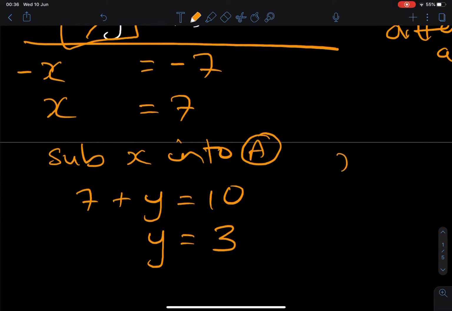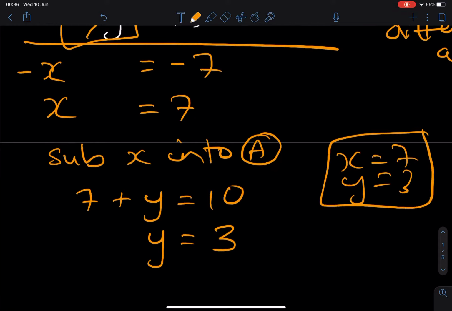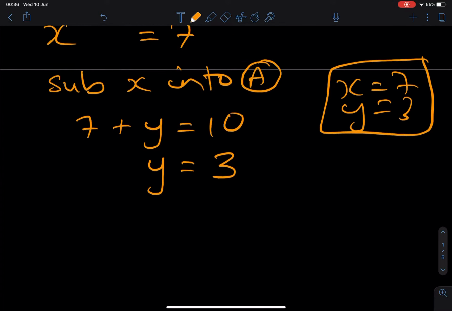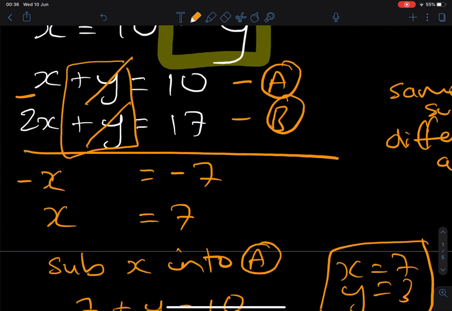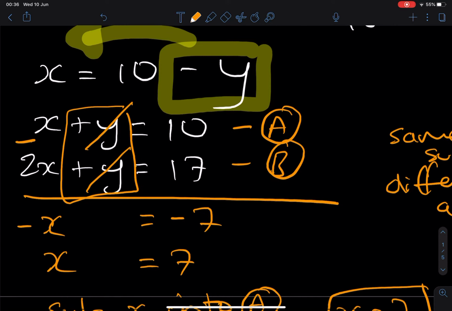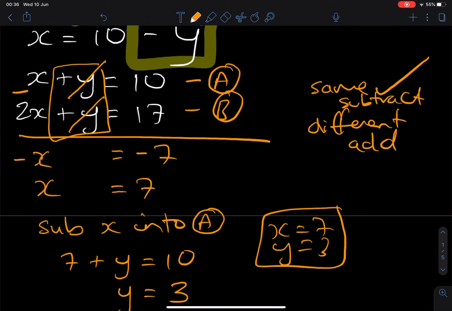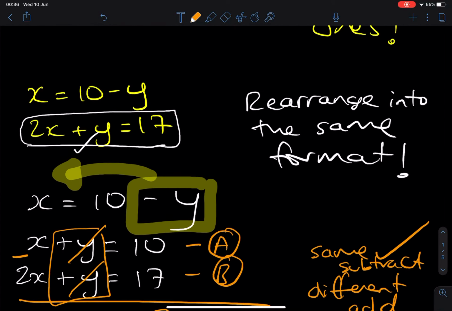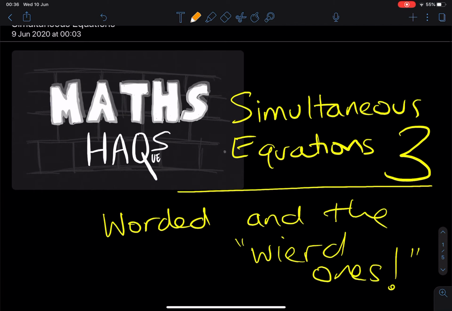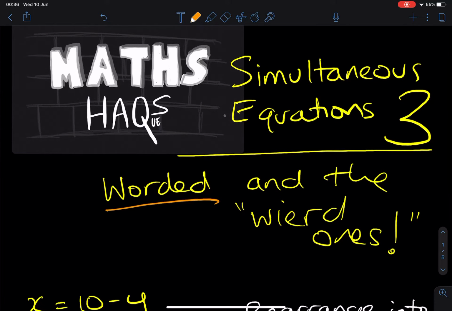Therefore x is equal to 7 and y is equal to 3. Okay, so very simple. If you ever have a simultaneous equation where it doesn't look like a normal simultaneous structure, all you need to do is rearrange it so that you make it into that familiar structure that you're used to. Now the remaining example that I'm going to do, one remaining example, is worded style questions.